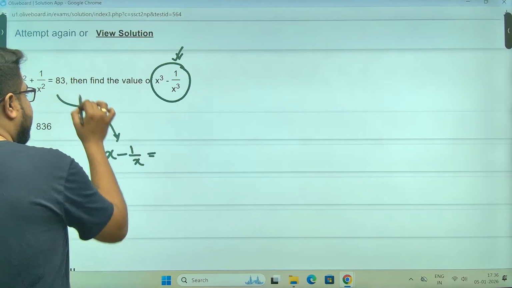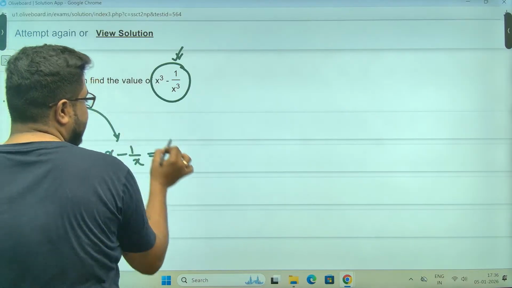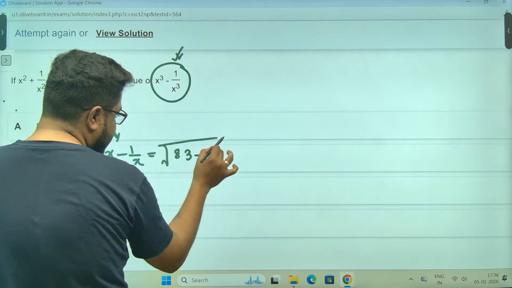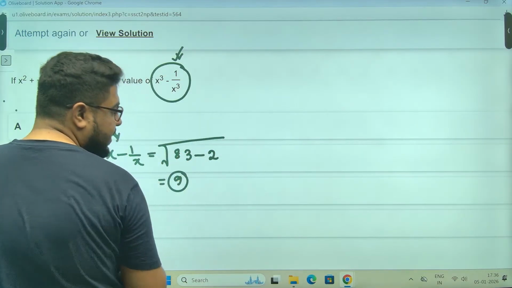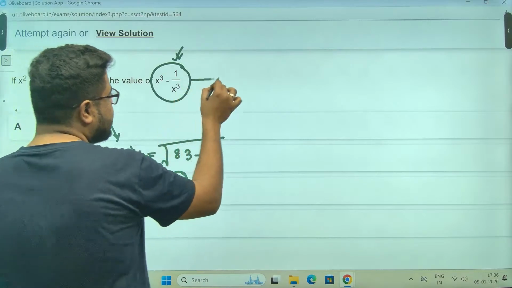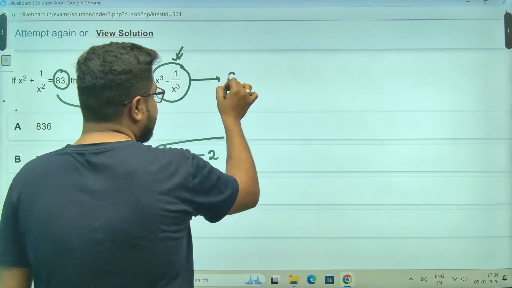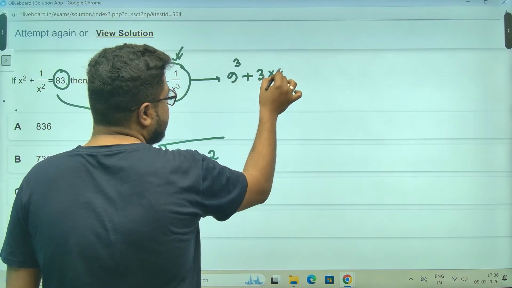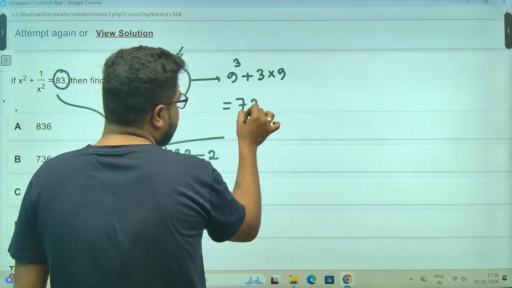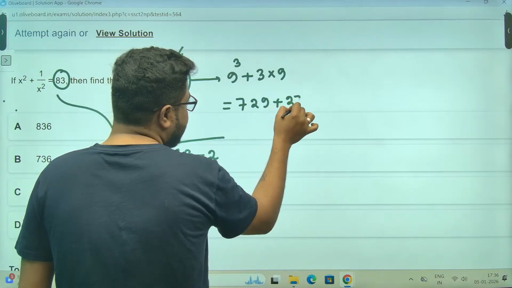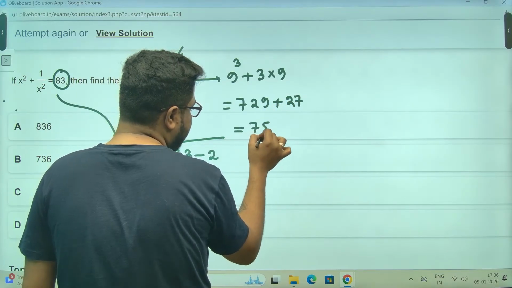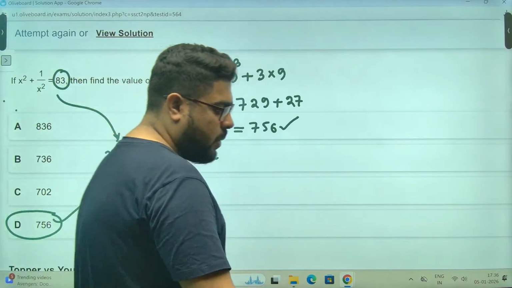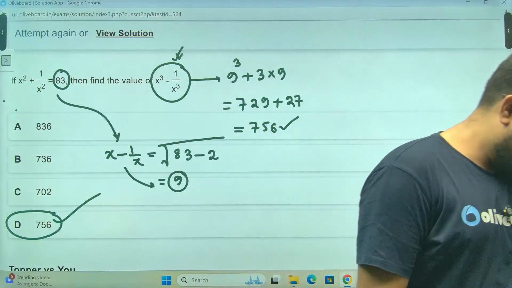So x minus 1 by x, how to get this? If you are taking minus, do the minus over here. 83 minus 2, always 2 is the common, and take a square root, sir. So this is 9. So once you have this, again this is minus, so opposite sign. So n cube plus opposite sign 3n. So 729 plus 27, 756 will be the answer. Option number D, sir. Option number D is your correct answer.